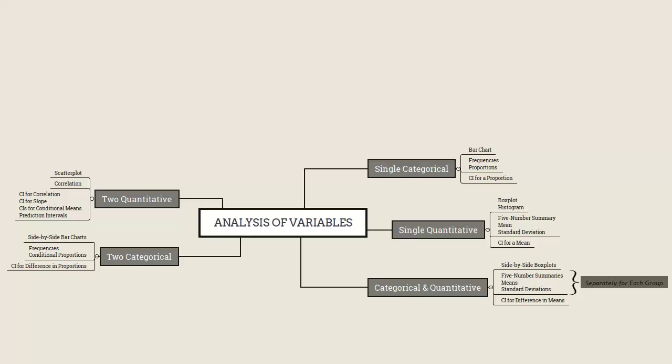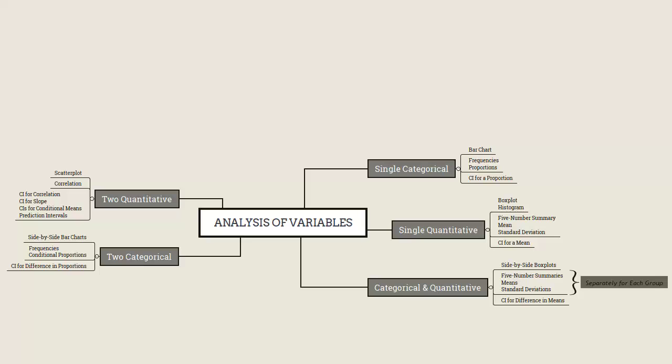In this video, I now want to look at analyzing two categorical variables. That's down here in the lower left on this little diagram. For two categorical variables, we're going to have side-by-side, or actually what I prefer is stacked bar charts. We're going to have frequencies, we're going to have conditional proportions, and then a confidence interval for the difference in proportions. So let's go ahead and see how to do all of that in R.